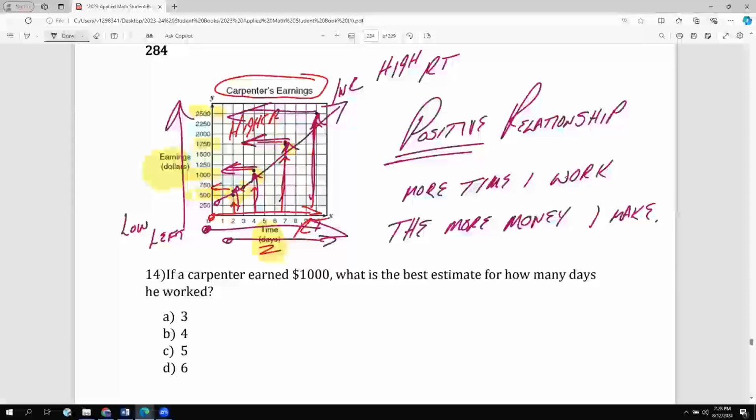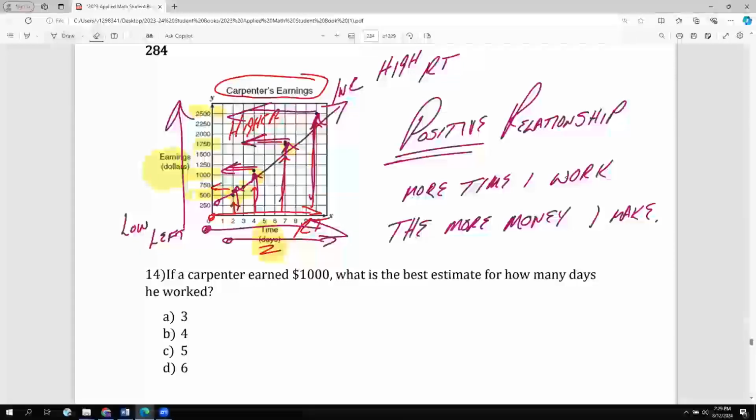Nobody would work if the more days you work, the less money you make. If that was true, nobody would work more than 1 day, right? Because that would mean that working only 1 day is the highest amount of money you make. If you work 2 days, you're going to make less money. If that was true, nobody would work more than 1 day a week or 1 hour. So this is called a positive relationship.